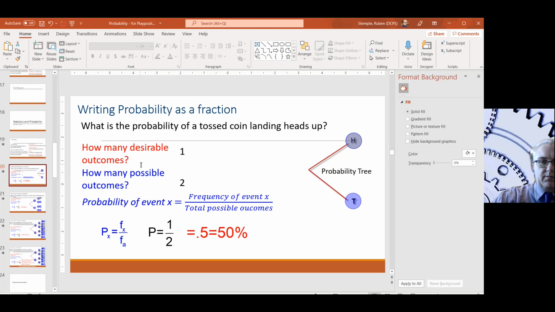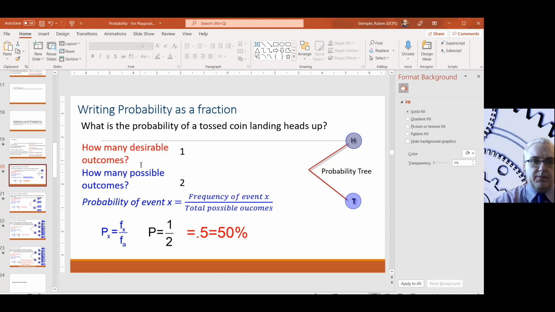So first thing is, if we want to do math with something, we've got to be able to express it as a particular type of number. We want to express it as a fraction or a decimal or a percentage so we can do the appropriate math with it. So let's talk about how to write probability as a fraction. What is the probability of a tossed coin landing heads up? You understand when you toss them, they either land on heads or they land on tails.